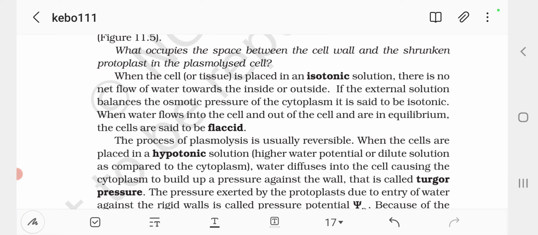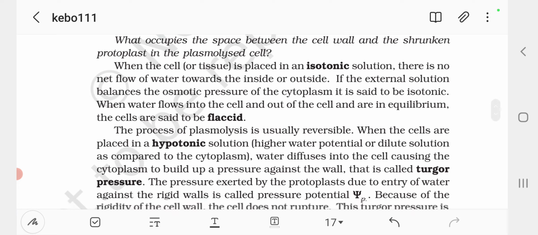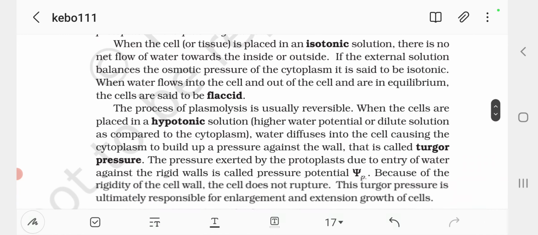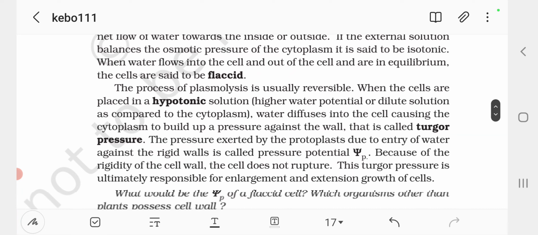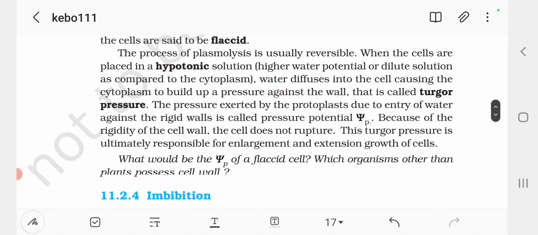When the cell is placed in an isotonic solution, there is no net flow of water towards the inside or outside. If the external solution balances the osmotic pressure of the cytoplasm, it is said to be isotonic. When water flows into the cell and out of the cell and is in equilibrium, the cells are said to be flaccid. The process of plasmolysis is usually reversible.